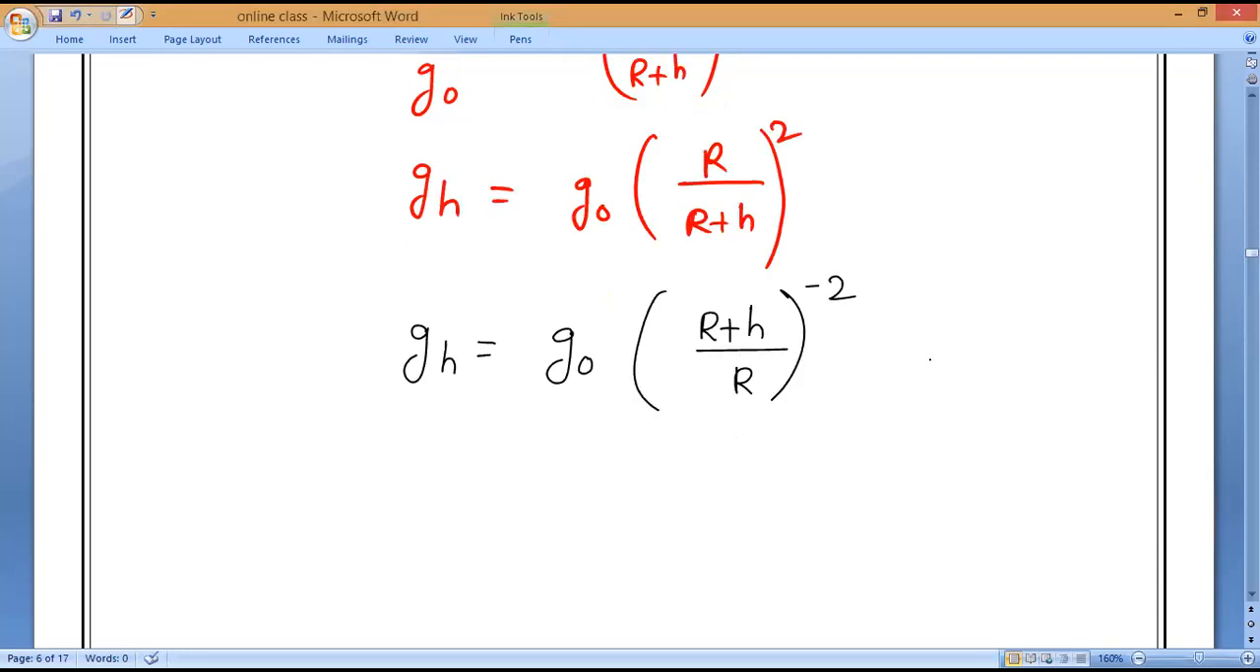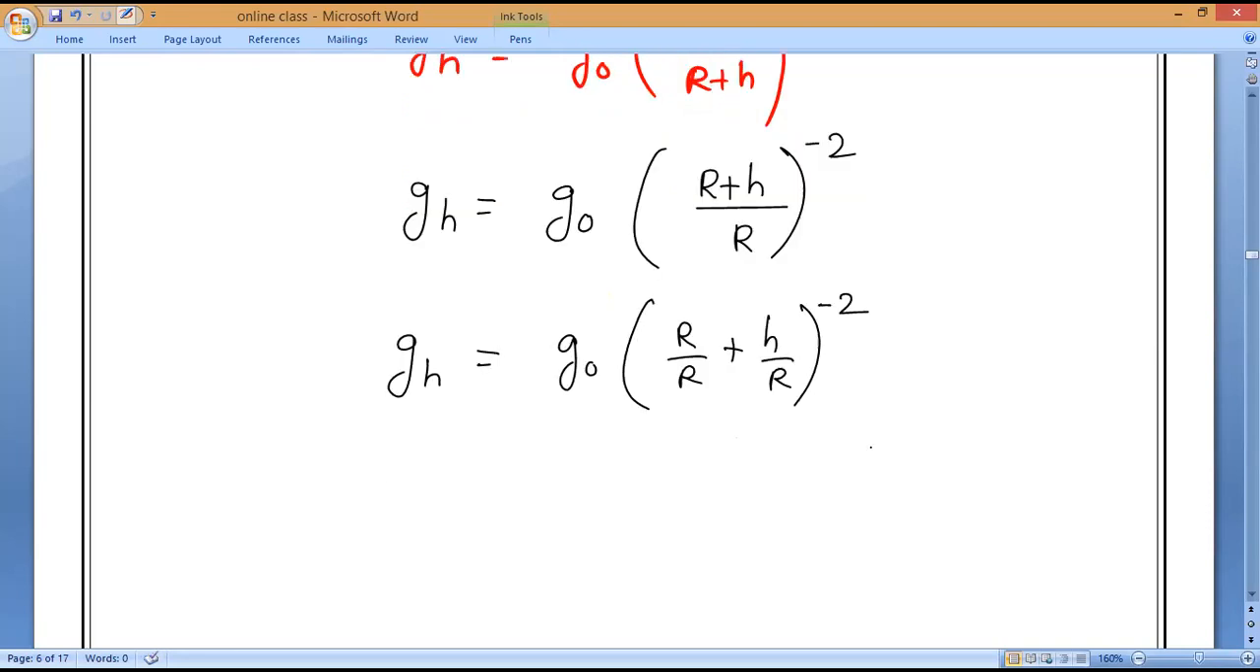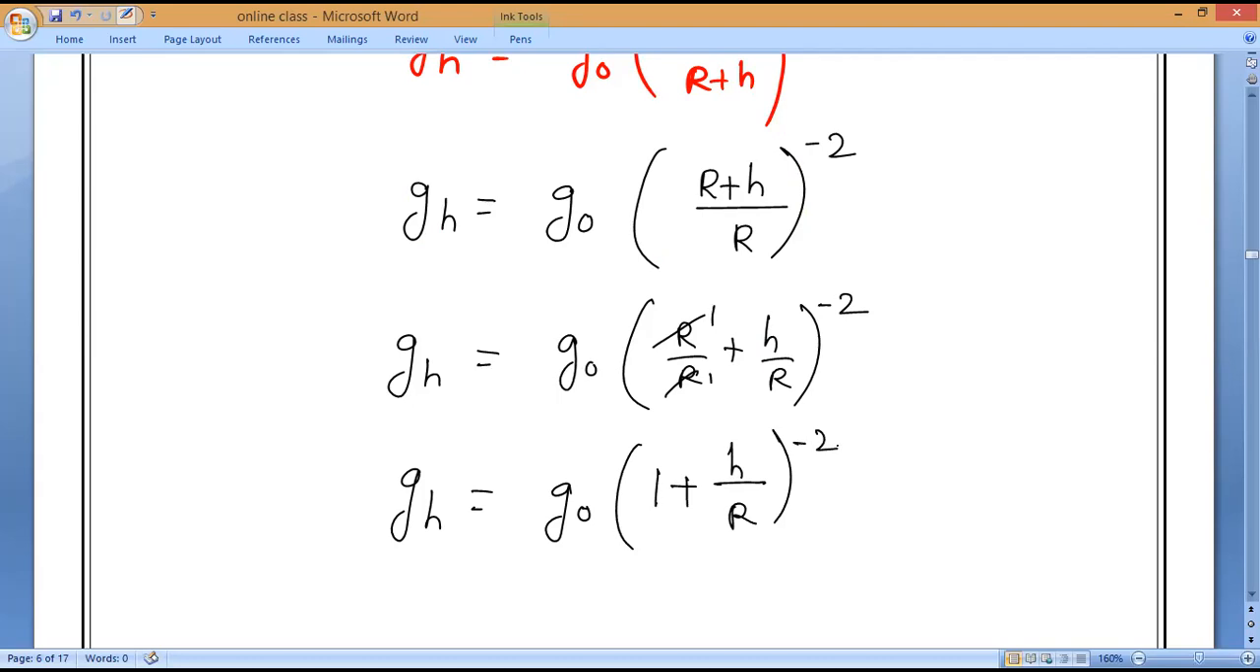Now, this is what everybody should understand. The next step: g_h is equal to g naught. Can I write this as R by (R plus H) by R? Is it right or wrong? Yes. Now R will get cancelled. How much is remaining? 1. So g_h is equal to g naught into (1 plus H by R) whole power minus 2.